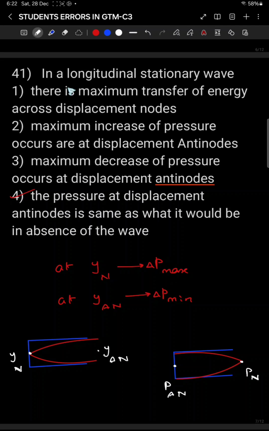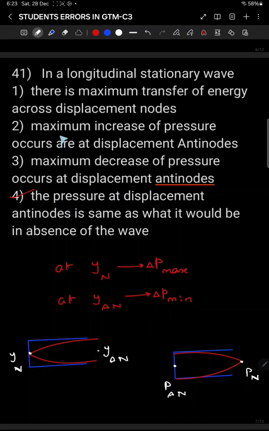Next question. In longitudinal stationary wave, there is a maximum transfer of energy across displacement node, it is mentioned. No, at displacement nodes, transfer of energy will be minimum. So first option wrong. Next, to understand second, third, fourth, we should know this concept. At a displacement node, you should have maximum pressure change, that is pressure antinode. And at a displacement antinode, you should have minimum pressure change, that is pressure node.